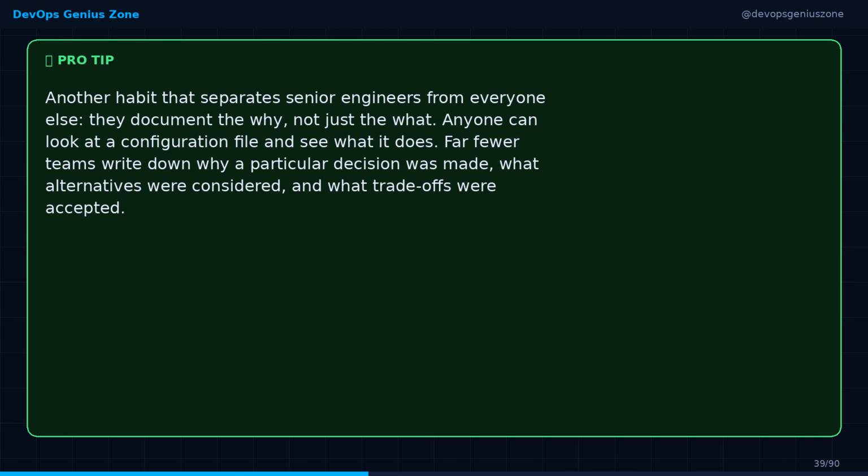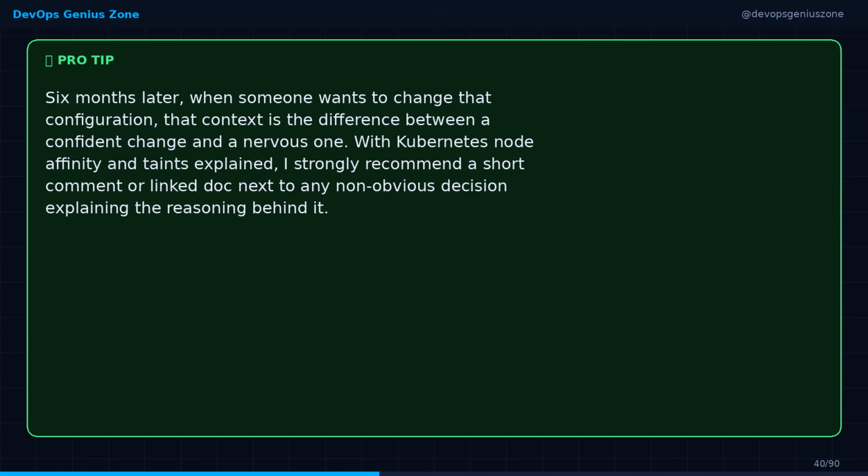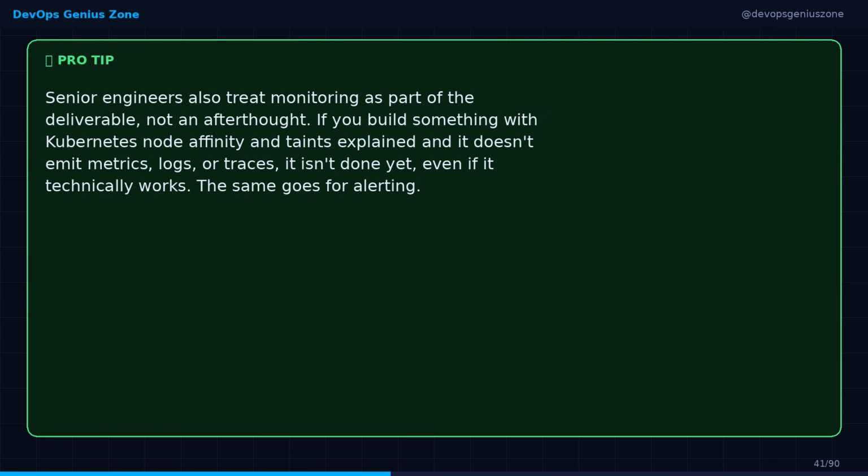Senior engineers also treat monitoring as part of the deliverable, not an afterthought. If you build something with Kubernetes Node Affinity and Taints Explained and it doesn't emit metrics, logs, or traces, it isn't done yet, even if it technically works. The same goes for alerting. A senior engineer doesn't just want to know something broke, they want to know it broke before a customer notices, and they want the alert to point clearly at the likely cause instead of just saying something is wrong somewhere.